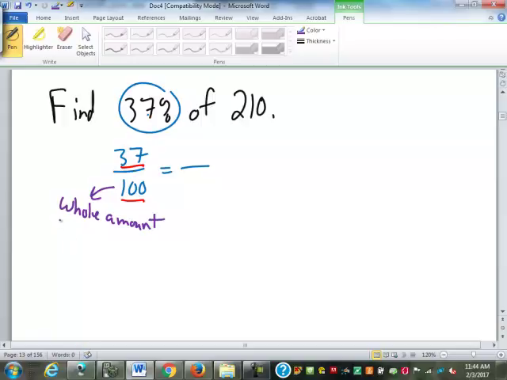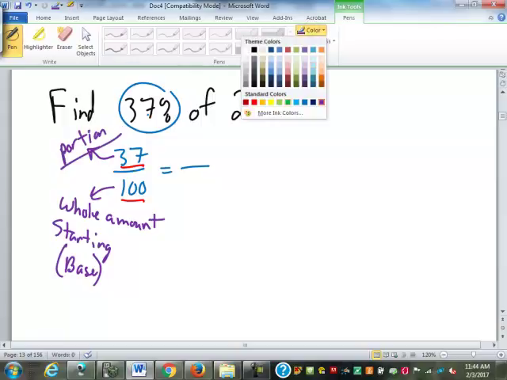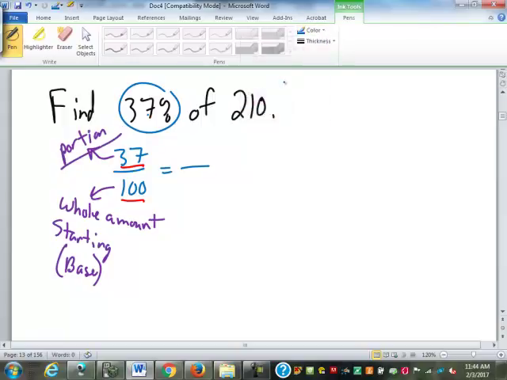Sometimes it's thought of as the starting amount or beginning amount. It is what we are basing our calculations off of. So 37 out of 100 implies that the 37 is a piece or a portion of a whole amount that we are looking to focus on. So now, to fill in the rest of this proportion, we have two other numbers. We have the 210, and we have the number that we are looking to find.